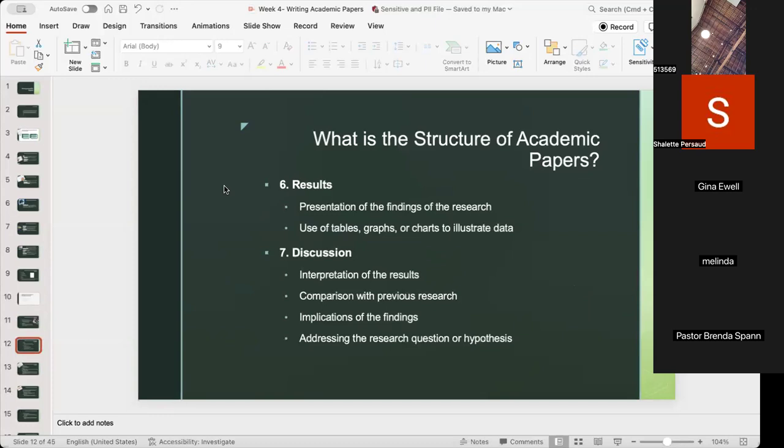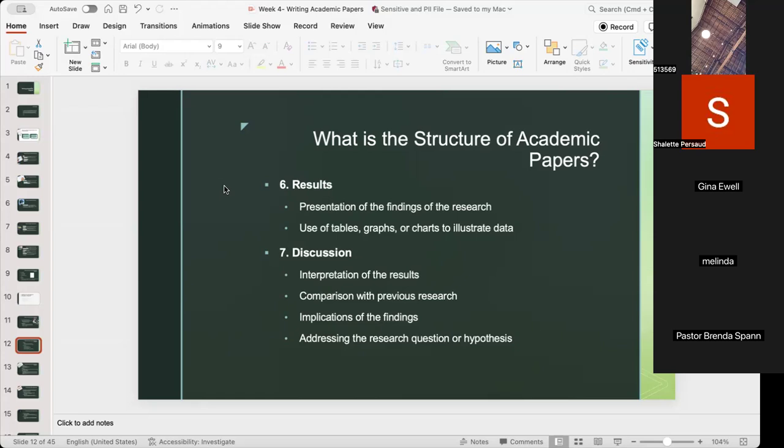So when you write an academic paper, very often you're discussing a specific topic that you've researched, but you also want to give the results of some of that research. You want to present that, and you can present it by writing it out in paragraph form. You can use tables or graphs or charts, however is best to present the findings of your research.